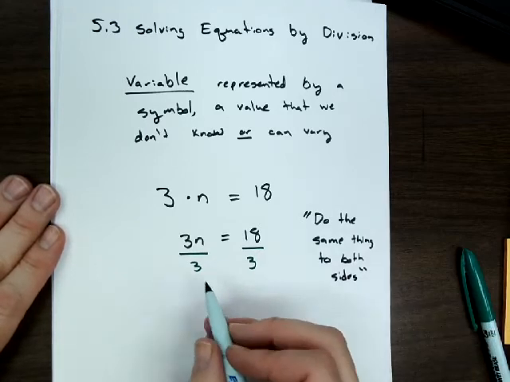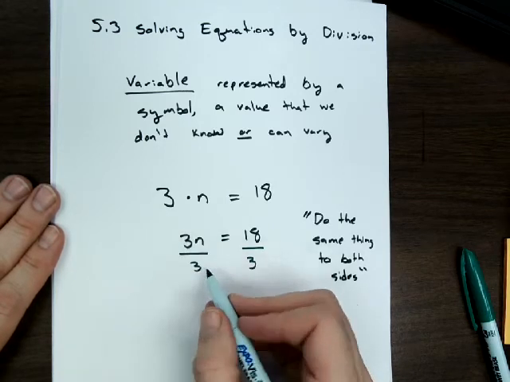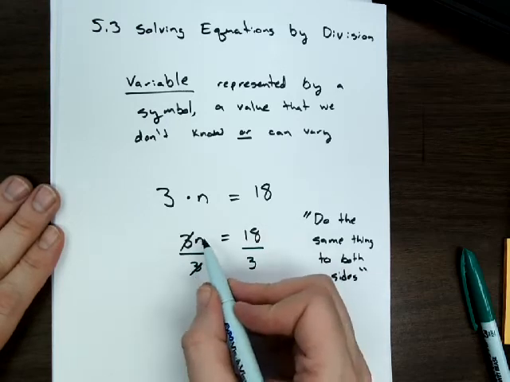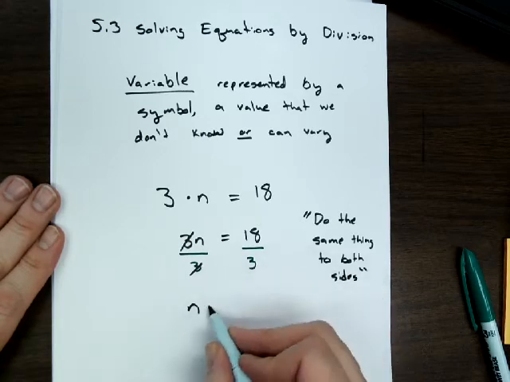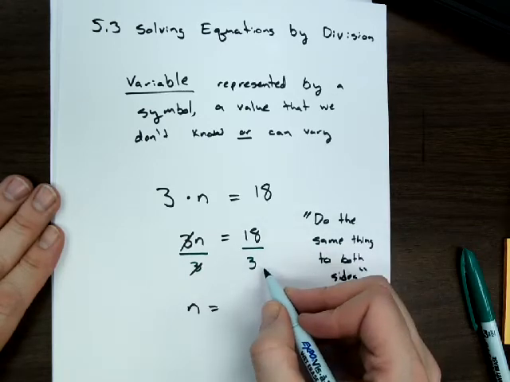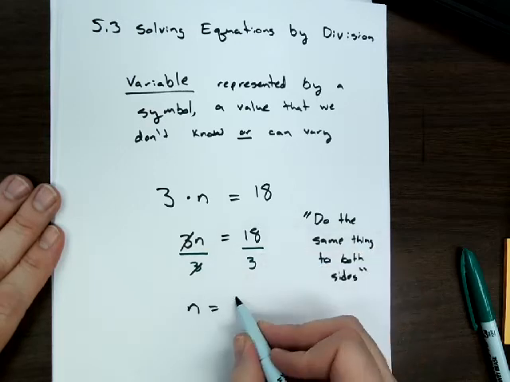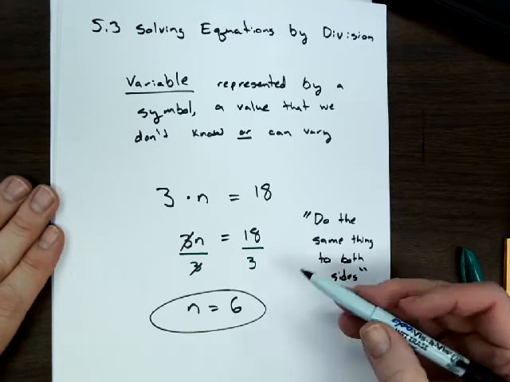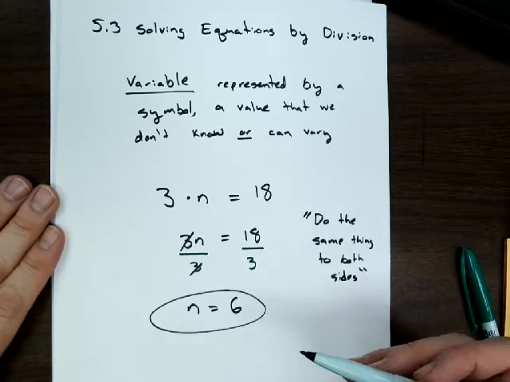Well, what happens when I divide 3n by 3? Just like a fraction, these things are going to reduce. I'd be left with n over 1, or just n on this one side. Over here, 18 divided by 3, if I were to reduce this fraction, it would be 6 over 1, or just a 6. And I'd be done right there. As long as we do the same thing to both sides of our equation, it's going to be valid.